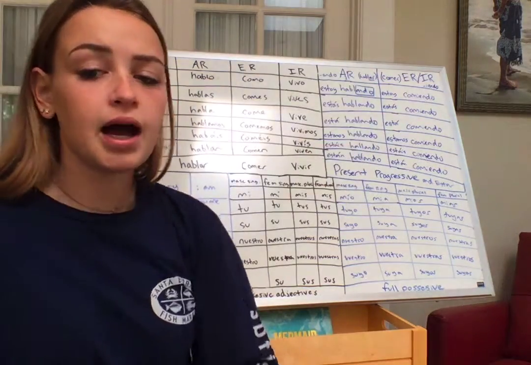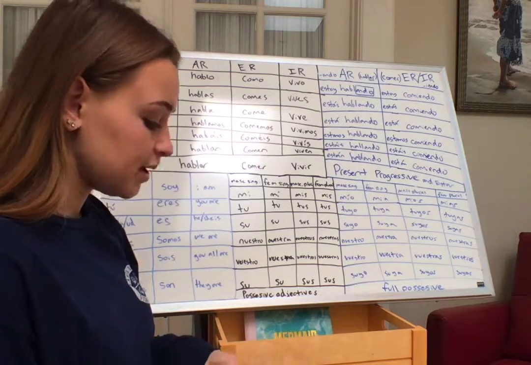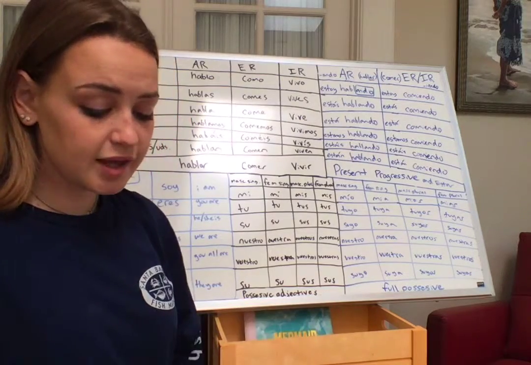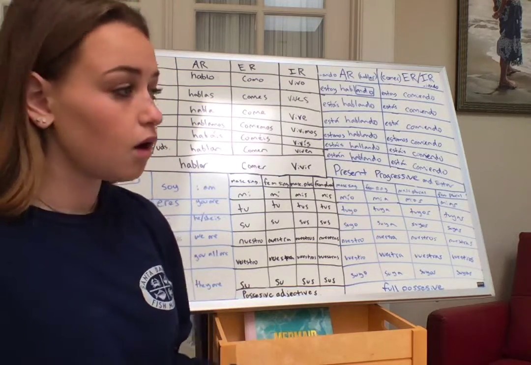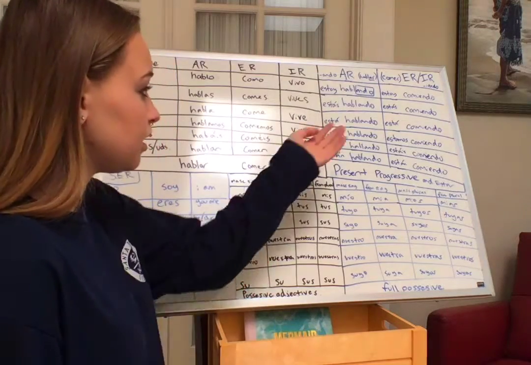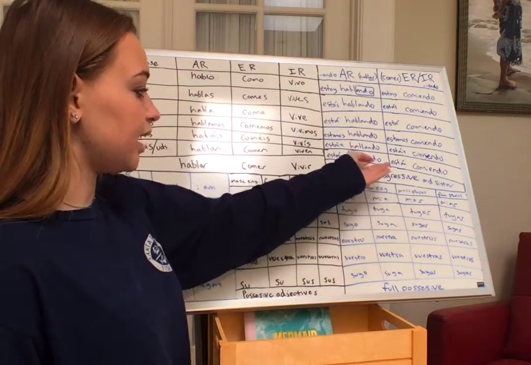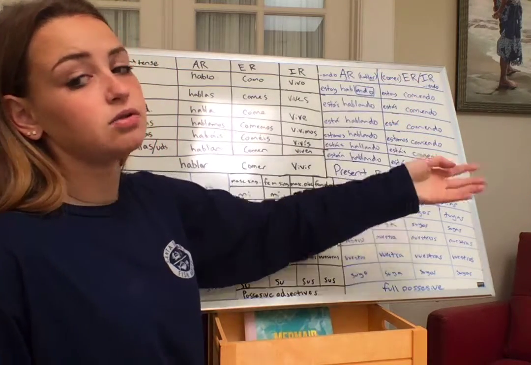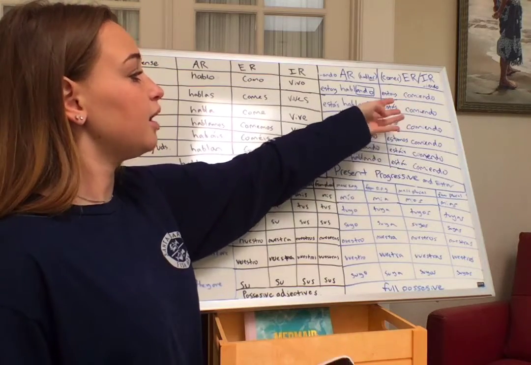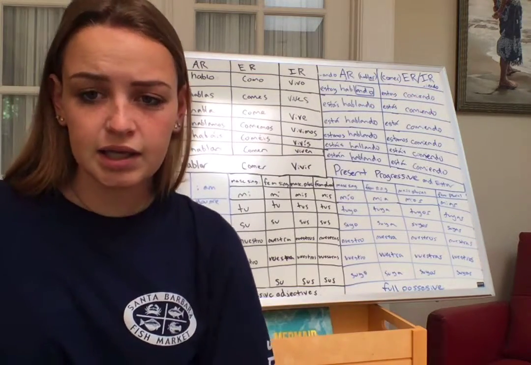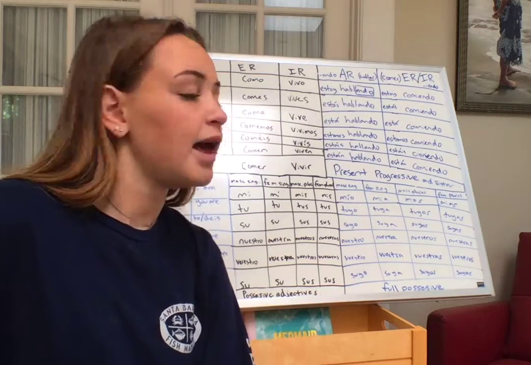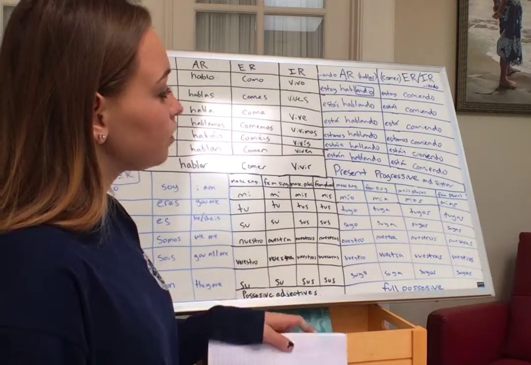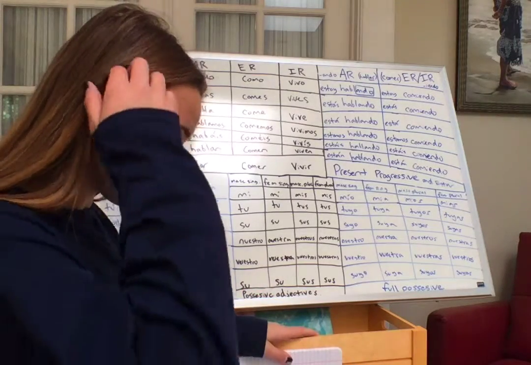Then ER and IR ending words, the present progressive is you're just making it what you're doing right now. So if you take this word, it means I am doing this right now. So the ER and IR words that you want to say, I am doing this right now, you take off the ER and the IR and you add iendo. Comiendo, for example.